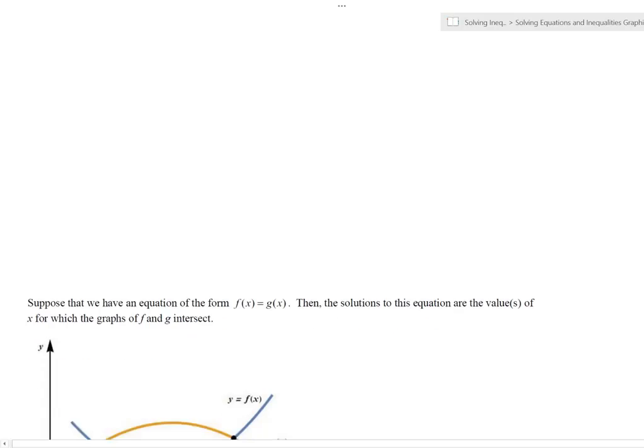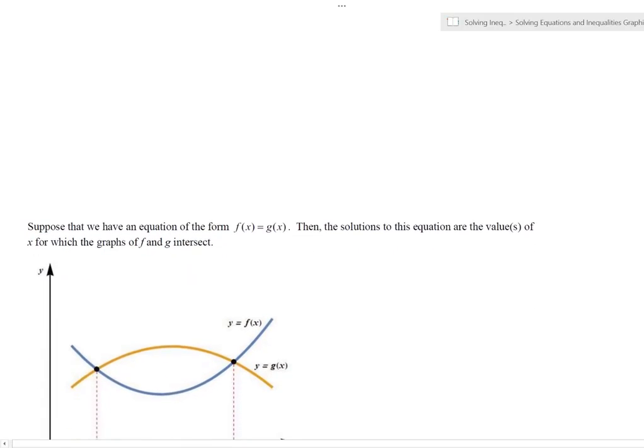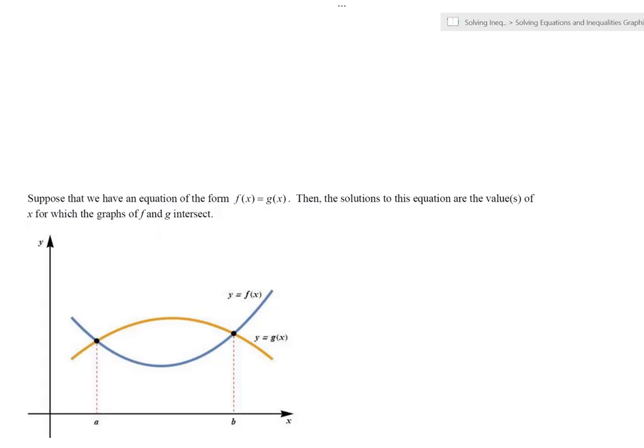First thing, let's just get a setup here. Let's suppose that we have an equation of the form some function f of x equals some other function g of x. Well, we could graph each of these functions, as we can see in the diagram that's provided. In the blue, that's the graph of f of x, and in the yellow, orangish looking color, the graph of g of x.